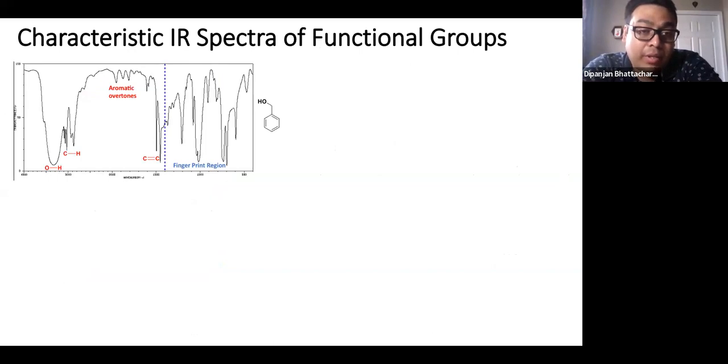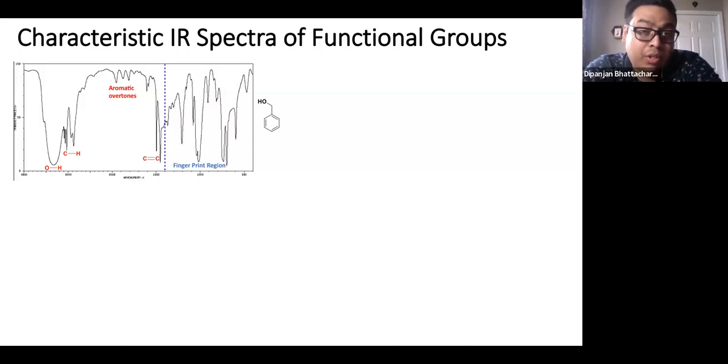Now, if you note here, there is a blue dotted line on the spectrum at 1400 centimeter inverse. Anything below that energy level is called the fingerprint region. That's where all these less important molecular vibrations like wagging or scissoring will show up. The stretchings and some of the overtones will show up at the higher energies above 1400 centimeter inverse.